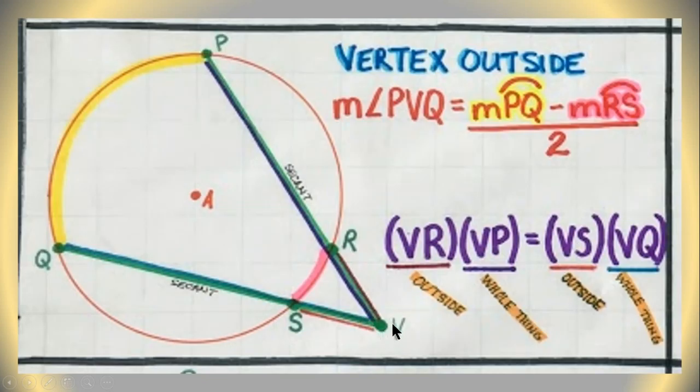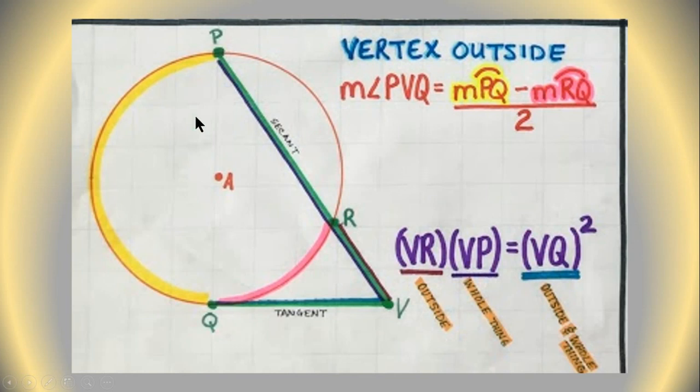Here, the point of intersection is outside the circle, and if we multiply the length of segment VR times the length of segment VP. Yes, that's VP. All the way from V all the way to P. A lot of students get confused and they try to just use the part that's inside the circle, but it's the outside part, VR, times the whole thing, VP. That product will always equal the outside part, VS, times the whole thing, which is VQ.